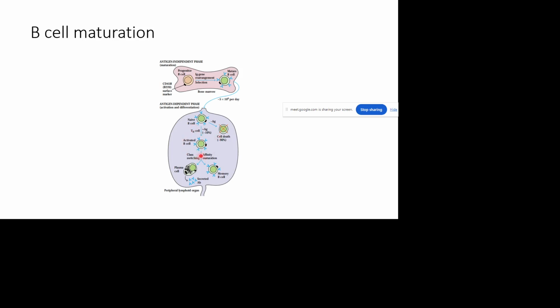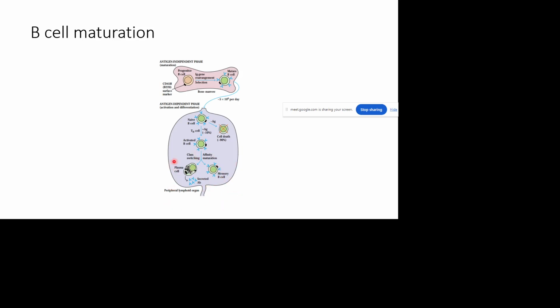Then this activated B cell will undergo affinity maturation and class switching. In this process, it will be divided into two kinds of B cell. One is memory B cell, one is plasma B cell. Plasma B cell will secrete antibody. Memory B cell will not secrete, but it will keep the information of the antibody for this particular antigen. So when this same antigen infects the second time, this memory B cell will show its activity, and it will elicit a quick response against this antigen.